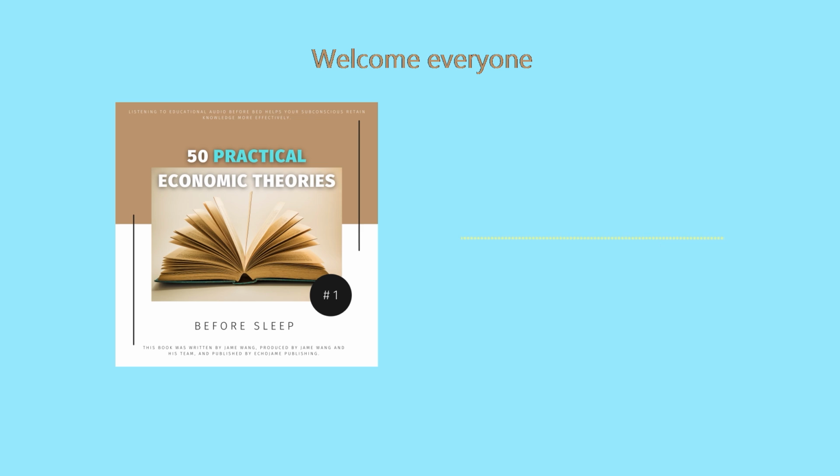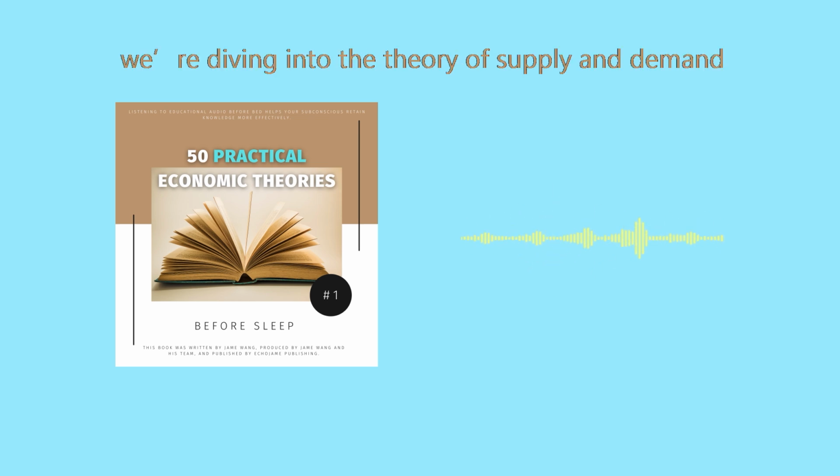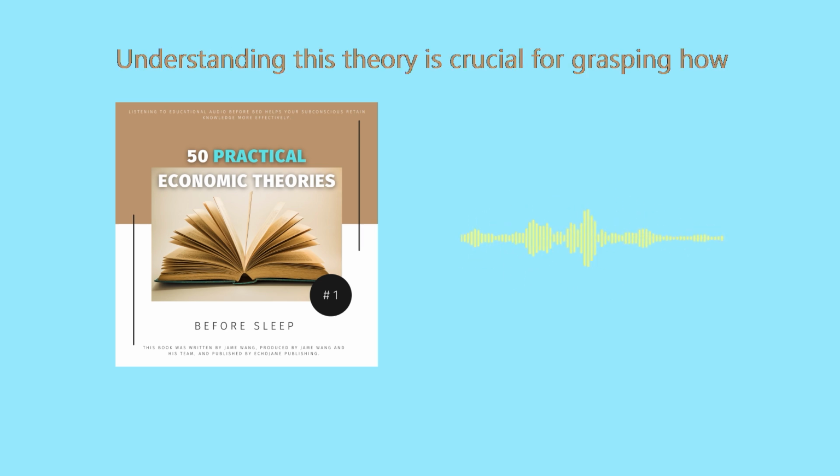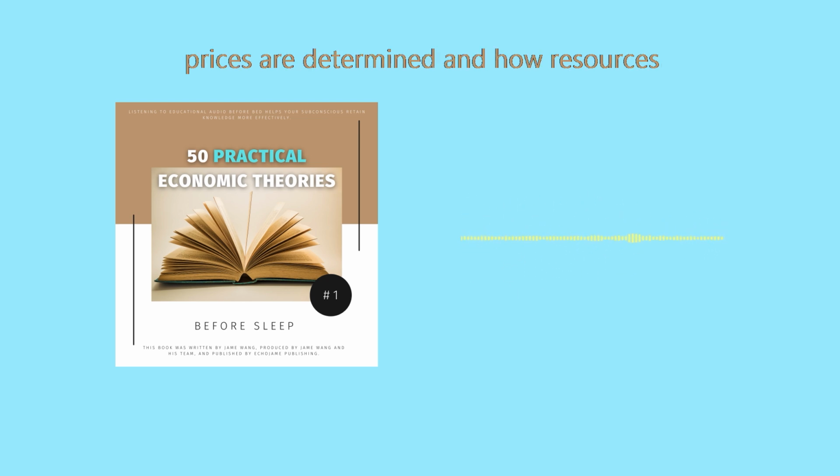Welcome everyone. In this chapter, we're diving into the theory of supply and demand, a fundamental concept in economics that explains how markets function. Understanding this theory is crucial for grasping how prices are determined and how resources are allocated efficiently in an economy. Let's begin by defining demand.